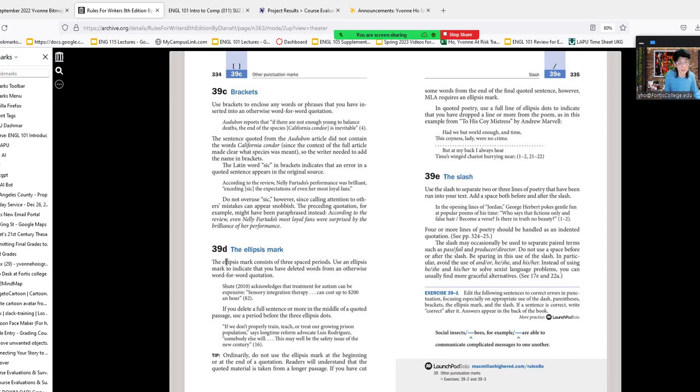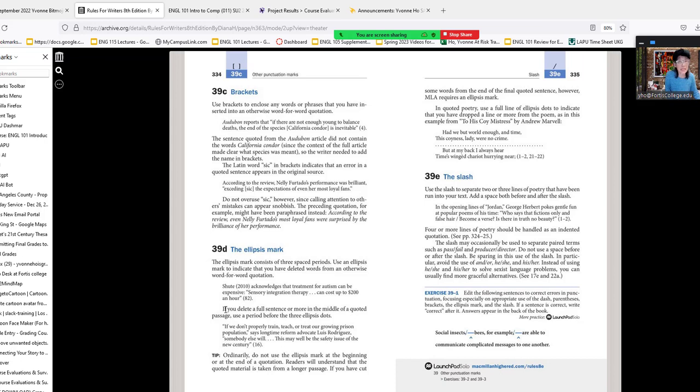The ellipsis. The ellipsis consists of three spaced periods. Use an ellipsis to mark that you have deleted words from an otherwise word-for-word quotation. Okay, so let's say you have a really long direct quote and you don't want to say every single word. So you would use the ellipsis. That indicates that you skipped some of the words from the original source. So that tells the reader that you didn't put in the whole thing. You skipped part of it and just got to the nitty-gritty that you needed for your paper.